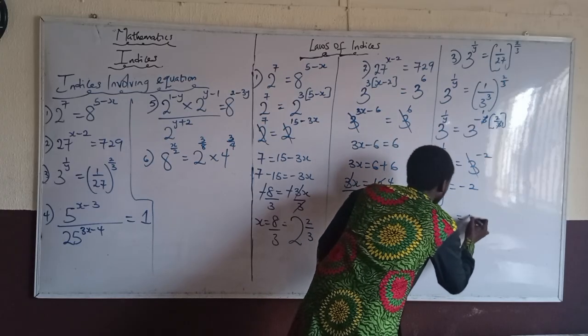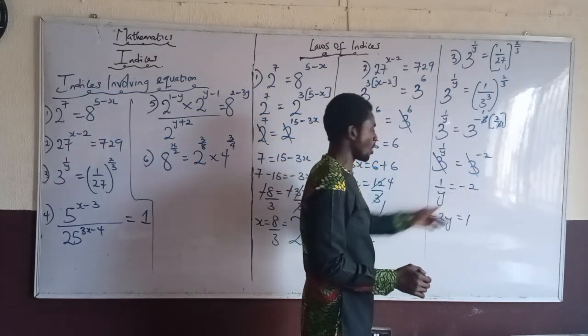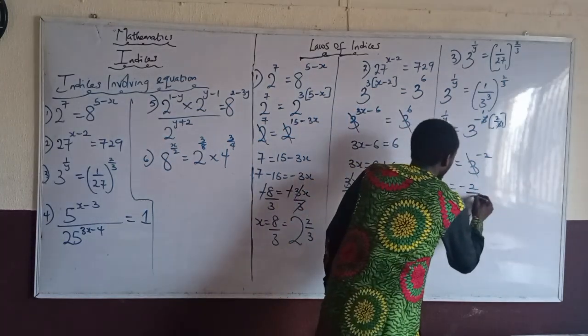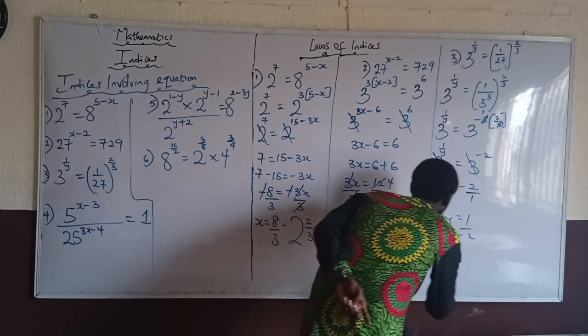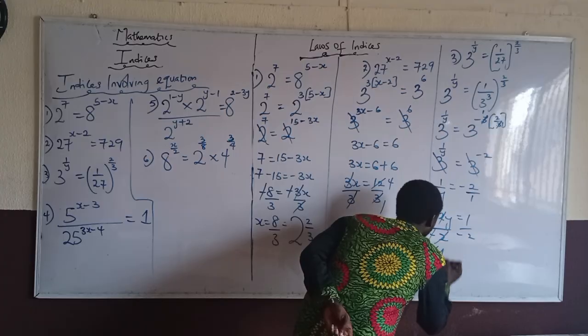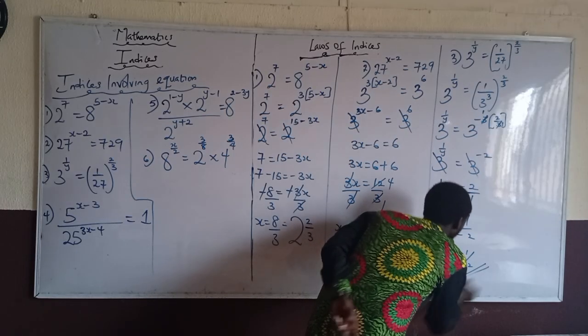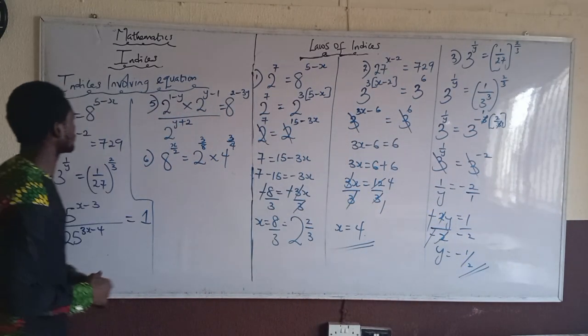Minus 2y equals 1. What did I do here? Cross multiply. I can put here over 1. So divide both sides by minus 2, minus 2. This cancels this cancels this. Why? Because minus 1 over 2. So we have solved the first 3 questions.